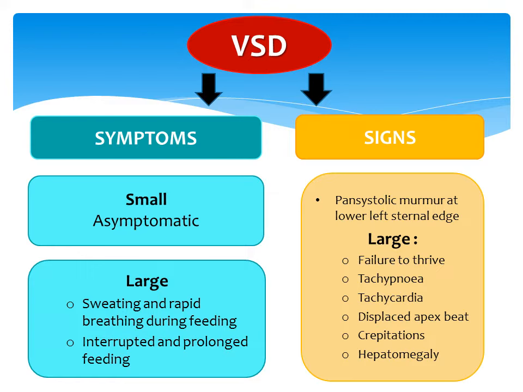On examination, the characteristic finding of a ventricular septal defect on auscultation is pansystolic murmur best heard over lower left sternal edge. Patients with large ventricular septal defect may have signs of heart failure, which are failure to thrive, tachypnea, tachycardia, displaced apex beat due to cardiomegaly, crepitations in the lung due to pulmonary edema, and hepatomegaly due to liver congestion.